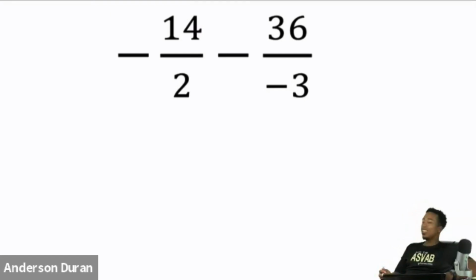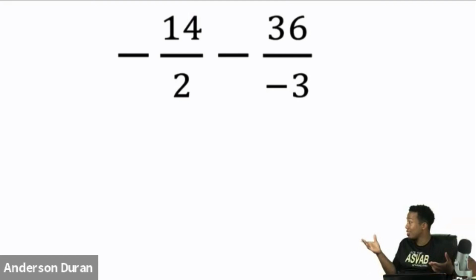So we got negative 14 divided by 2 minus 36 over negative 3. Okay, I can admit to you right now, this looks a little complicated, right? It looks a little complicated. But is it doable? Yes.